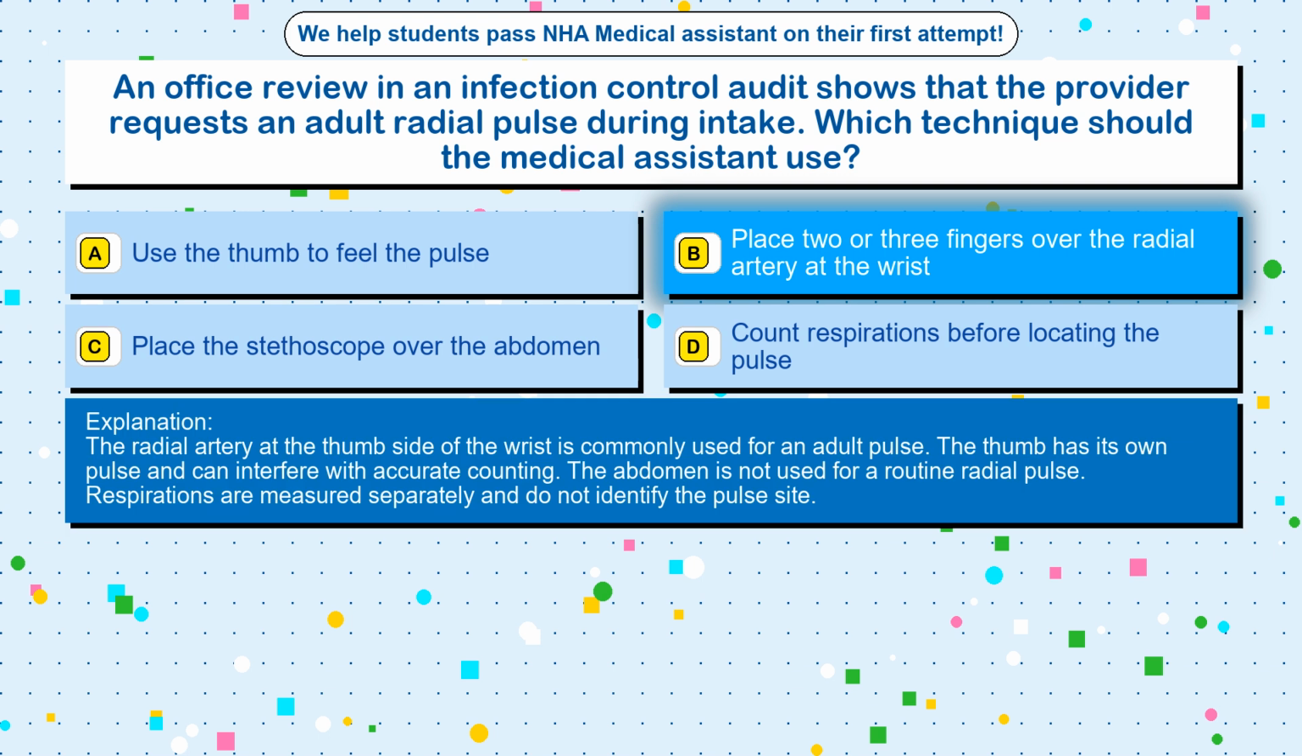The radial artery at the thumb side of the wrist is commonly used for an adult pulse. The thumb has its own pulse and can interfere with accurate counting. The abdomen is not used for a routine radial pulse. Respirations are measured separately and do not identify the pulse site.